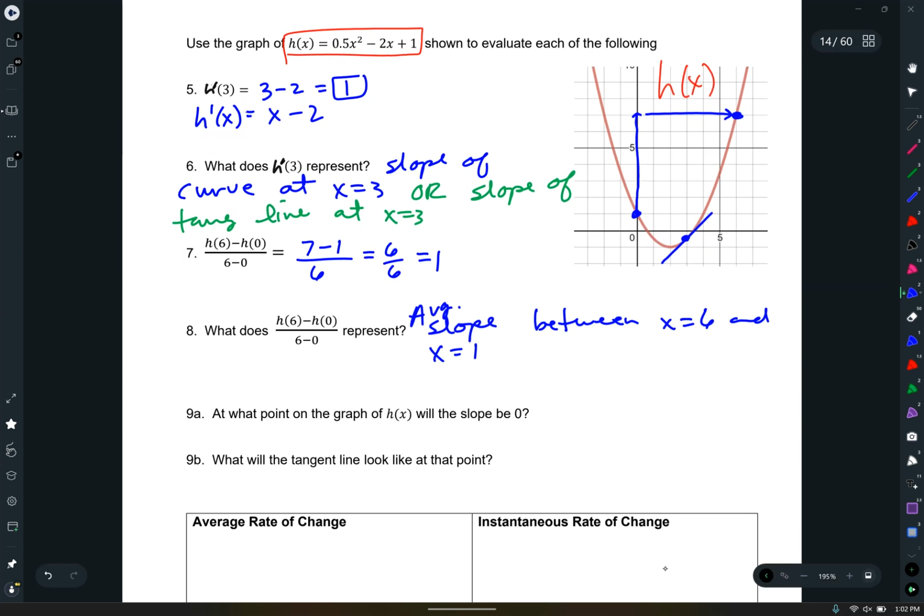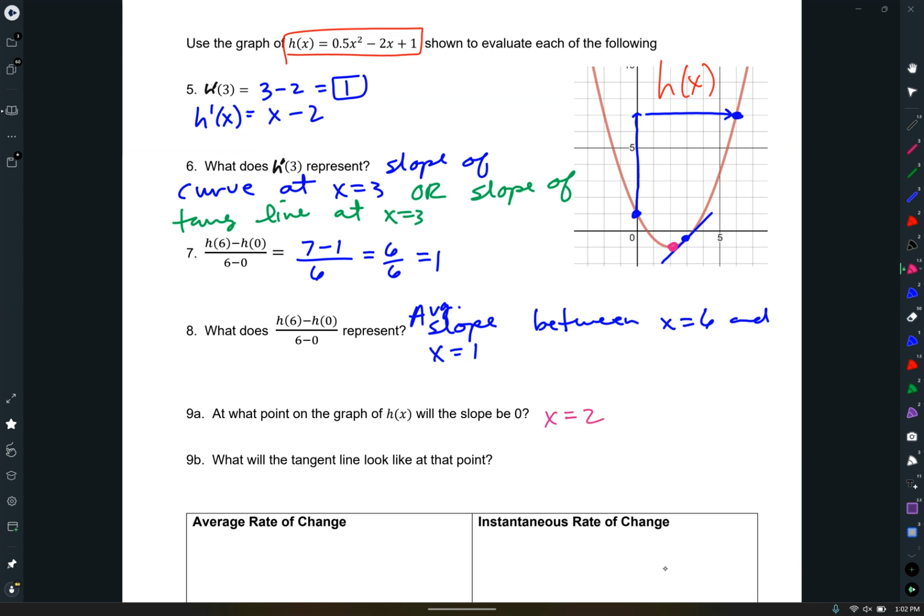Okay, number 9, at what point in the graph of h will the slope be 0? Well, remember we talked about this the other day. It's going to be at that minimum point. And I think, just looking at this graph, the minimum point is right there when x equals 2.